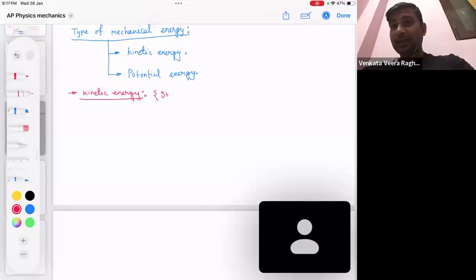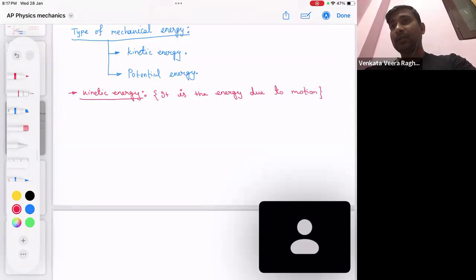So, what is that kinetic energy? It is the energy due to what? Due to motion. Clear? What is the kinetic energy? It is the energy due to the motion. Understood? So what is the mathematical formula for kinetic energy?